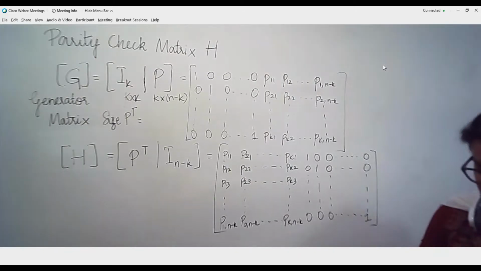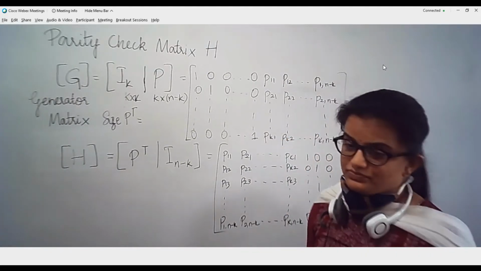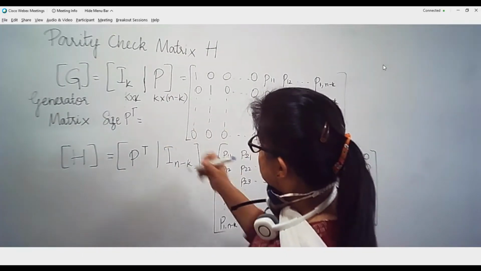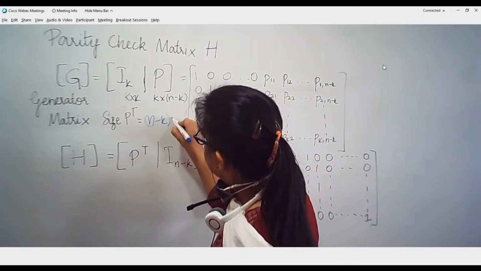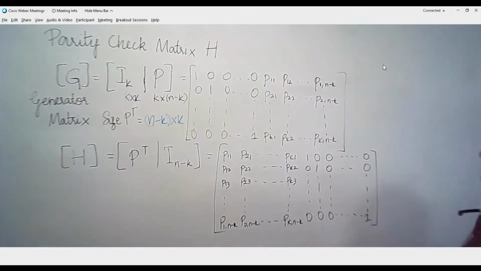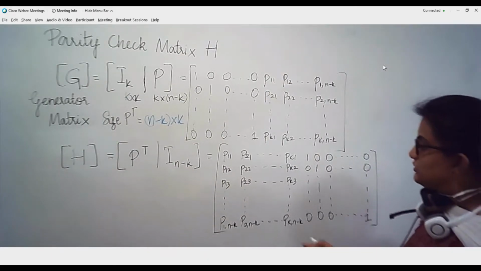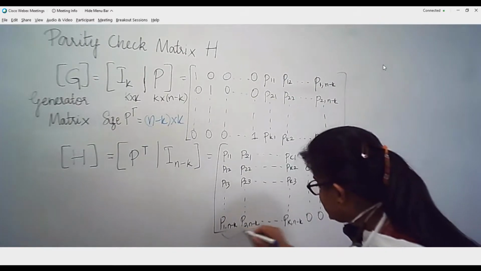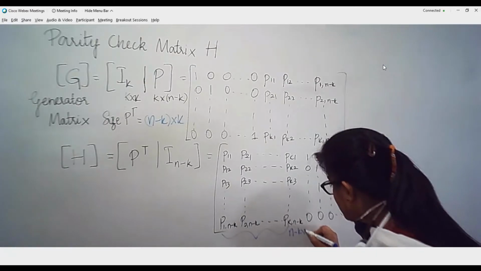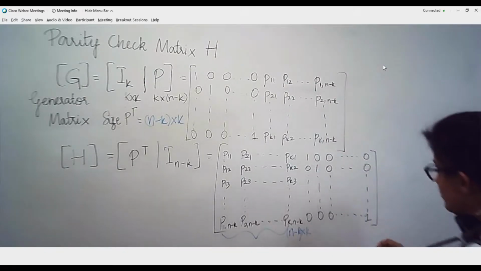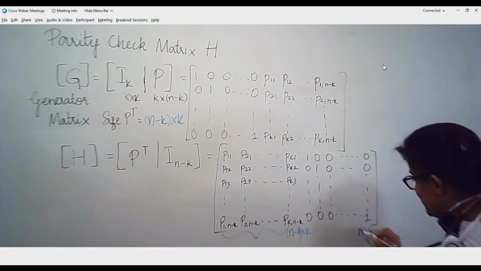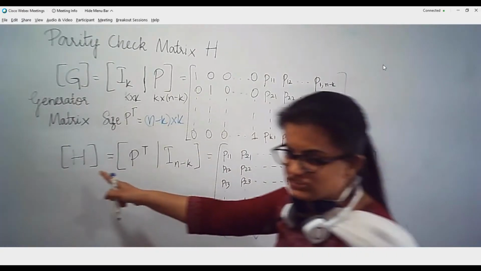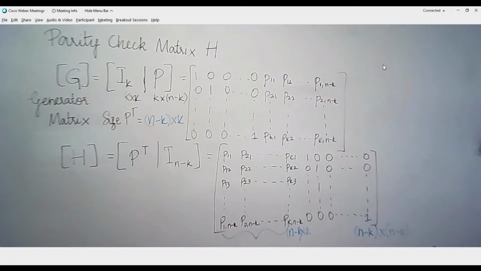What will be the size of the matrix? N minus k cross k. Columns will be rows and rows will be columns. So we have written n minus k cross k. So this first part is going to be n minus k cross k, which is correct. And the second part is going to be the identity matrix of the size n minus k cross n minus k. So what will be the total size of this H?